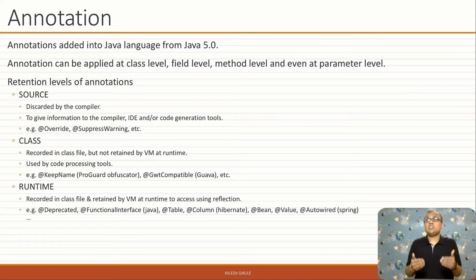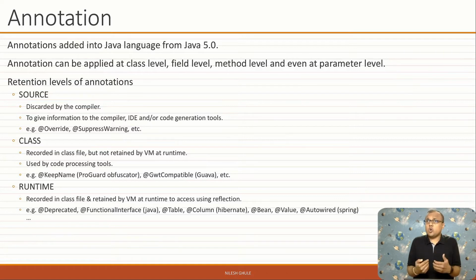These annotation types are also said to be their retention level. Source level annotations were retained only at the source file level, while the class level annotations were retained up to the .class file, and runtime annotations were present throughout the runtime execution time of the program.